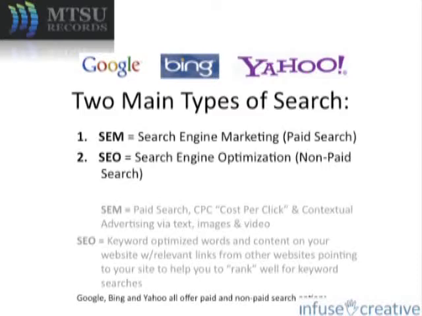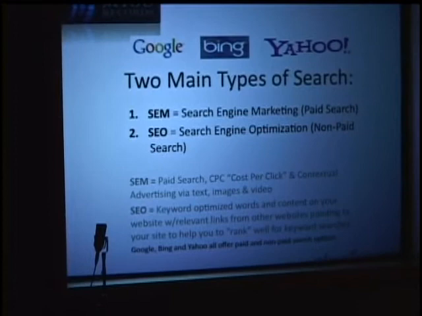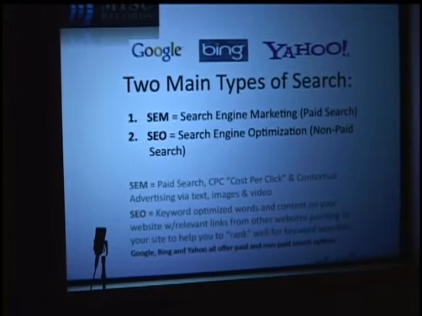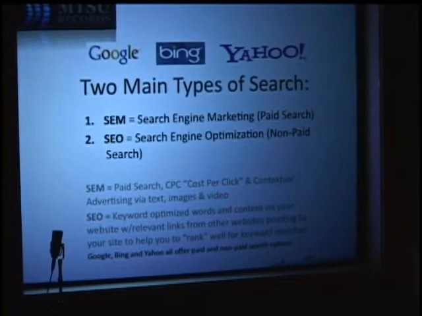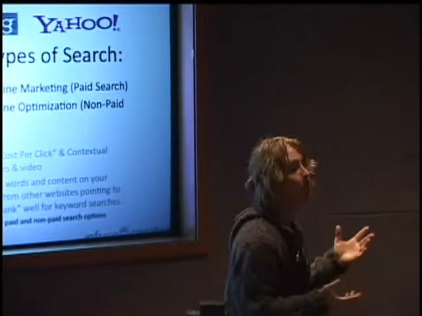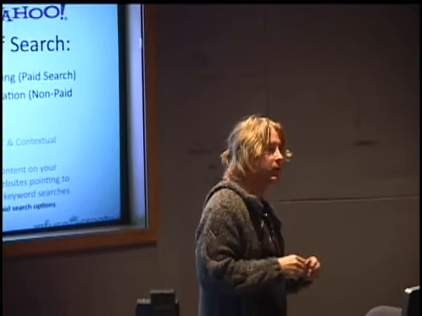We can go so deep and wide with search, but I'm going to keep things surface level because a lot of the fundamentals are very powerful. Just knowing the fundamentals is powerful information. It'll set you apart from people. There's two main types of search. SEM, or search engine marketing, which is paid search and other types of paid advertising, content for example, and SEO, or search engine optimization, which is non-paid search, for the most part, also called organic search or natural search.